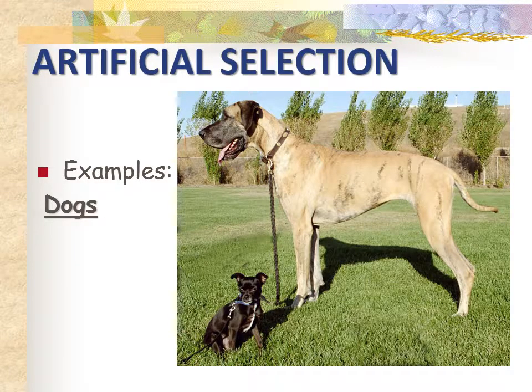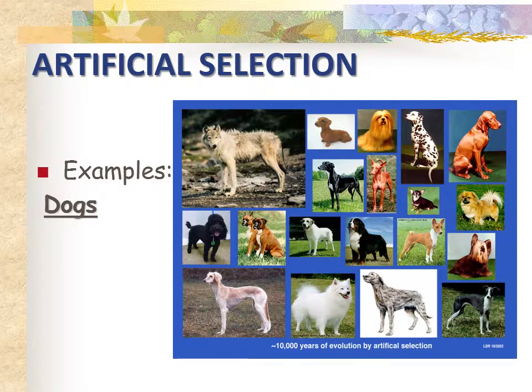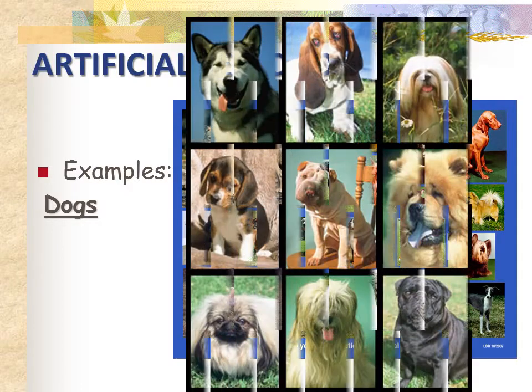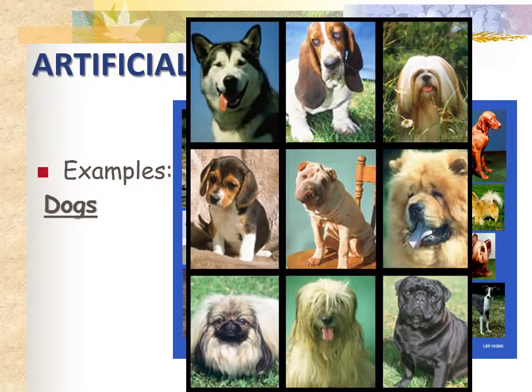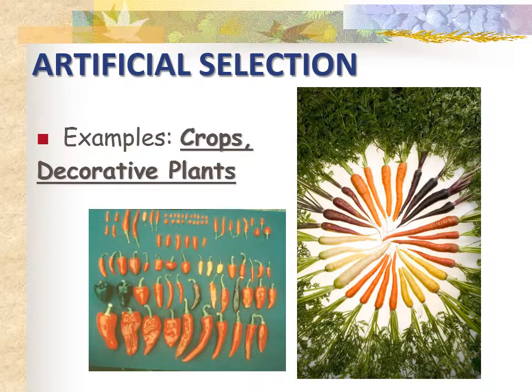Again, dogs technically are all the same species, but the variety that occurs within the species has definitely been helped along the way by humans. It would not be so dramatic of differences from one breed to the next without the influence of humans. Just look at all the variety that we have created within the species of dog. So another example would be crops or decorative plants, right? These are all peppers. People have chosen to breed with different qualities. These are all carrots of different colors.